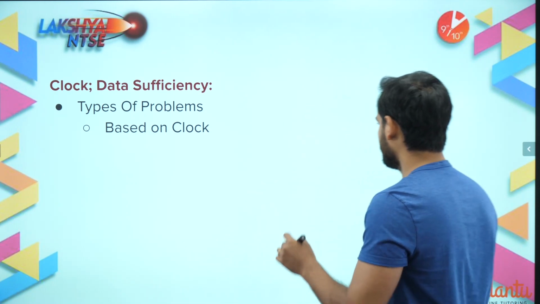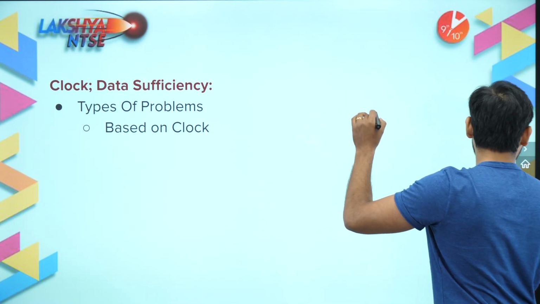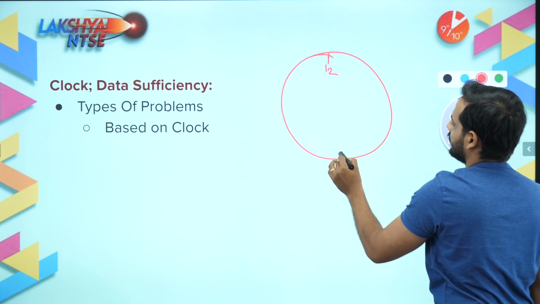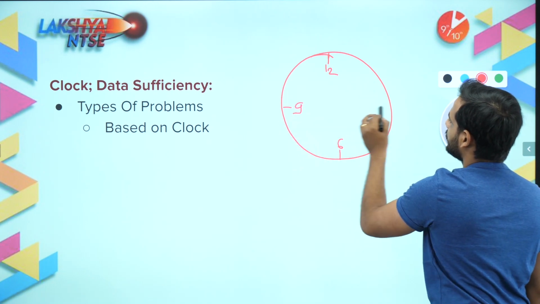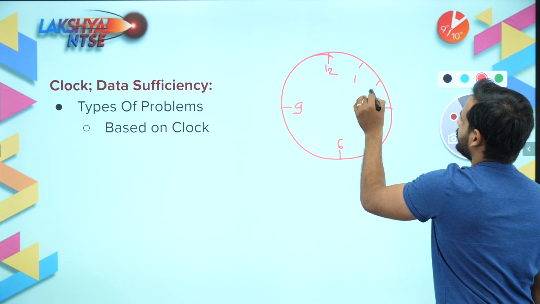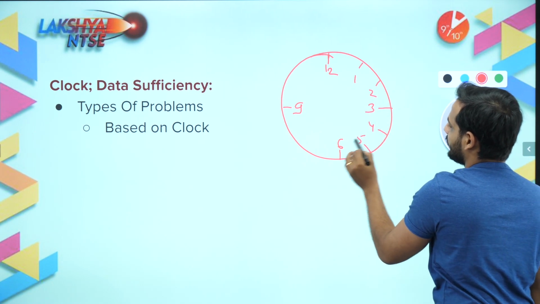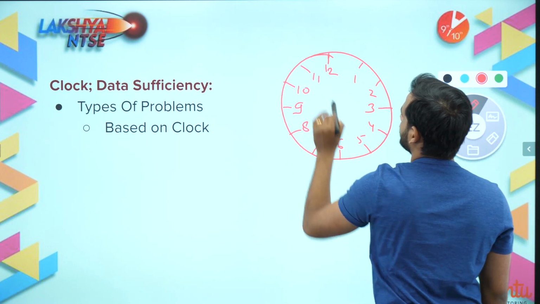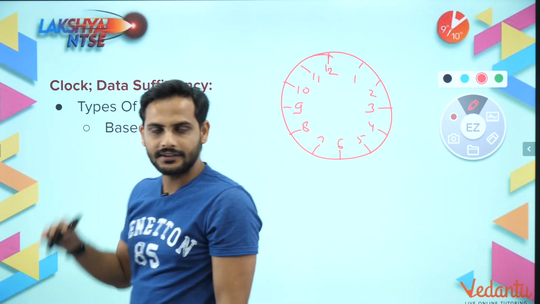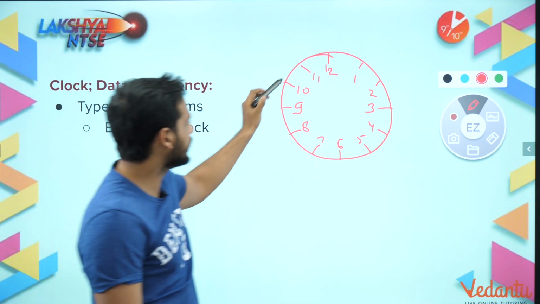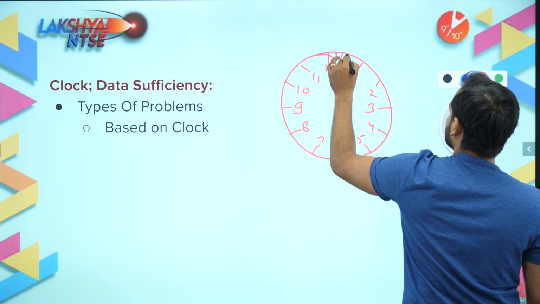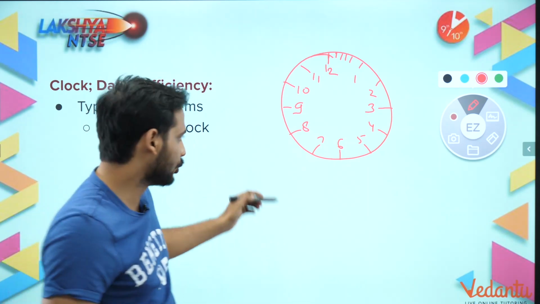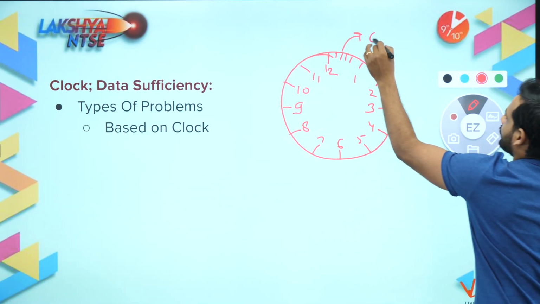But the basic part here is, let's say we have a clock. So in a clock, bachcho, you know that clock is like this: 12, 6, 9, 3, and then here you have 1, 2, 4, 5, and 7, and 8, and then 10, and then 11. Total 12 hours are there in a clock. Between each hour there are 5 divisions. So overall in a clock we have total 60 divisions.